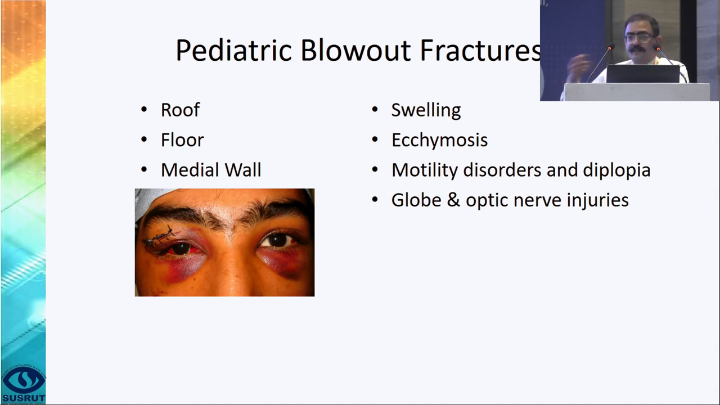And on the systemic side, you could have head injuries, which would take precedence. You could have injuries of the orbit and of the thorax and the abdomen, which again would take precedence over managing an orbital fracture. Now, this picture typically shows what happens in an adult.